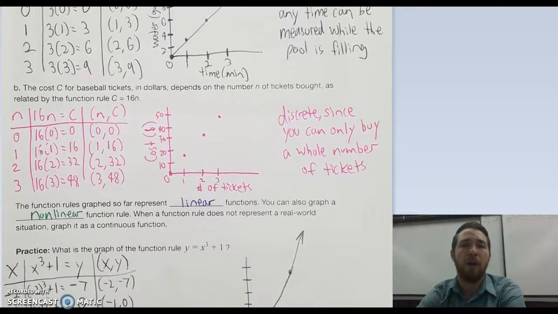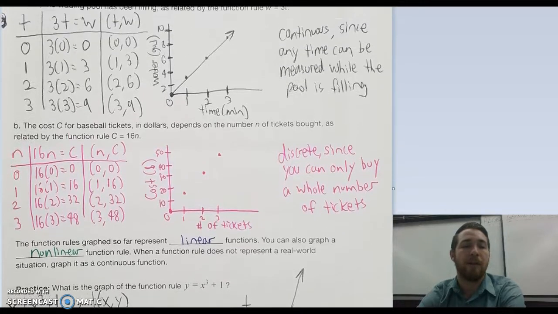So far those function rules have been representing linear functions. So even though this is discrete, it's still a linear function because it forms a line. You can also graph a nonlinear function rule. When a function rule does not represent a real-world situation, we graph it as continuous. So again, if it's just an equation, then we graph it as if it's continuous. We only consider discrete graphs if we're given a real-world situation.